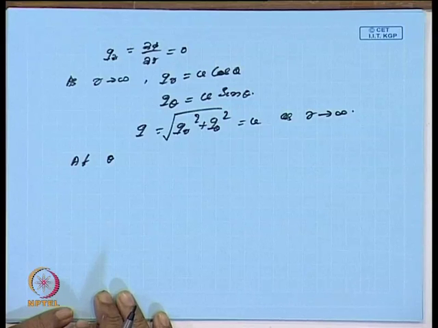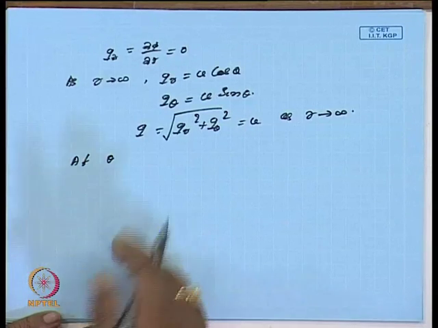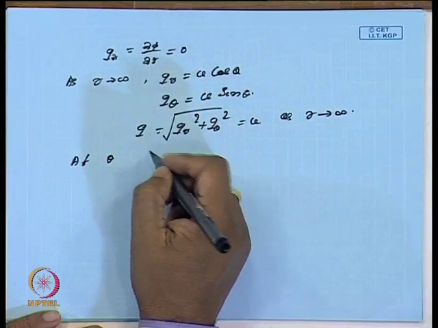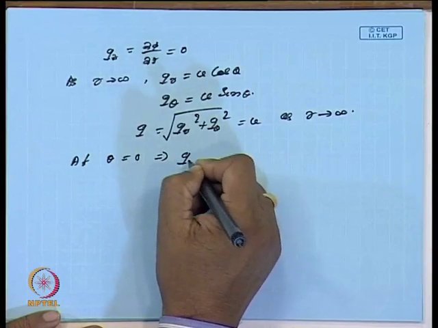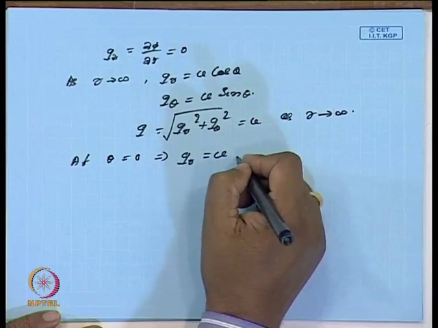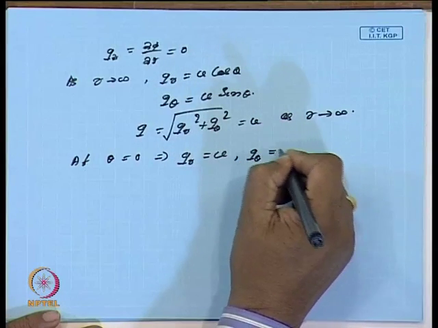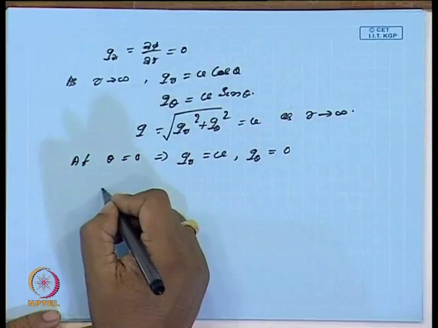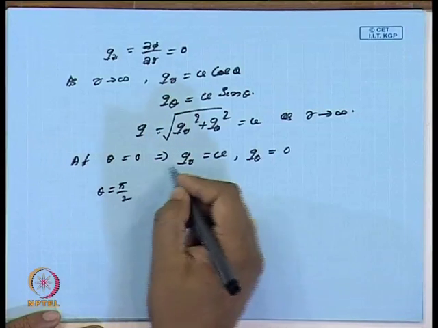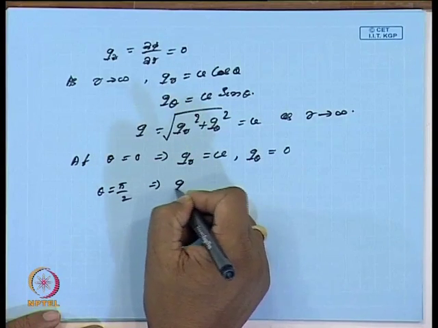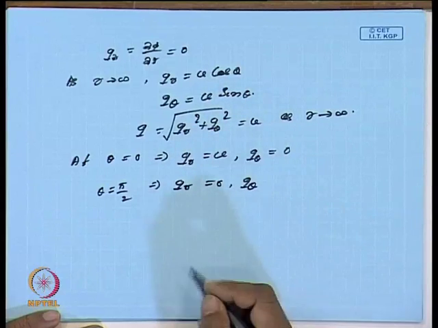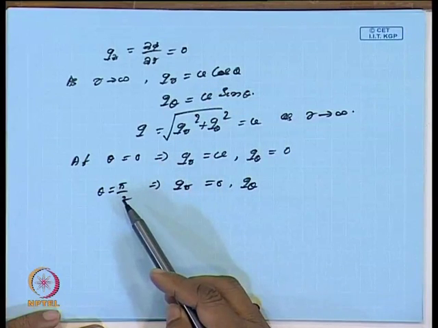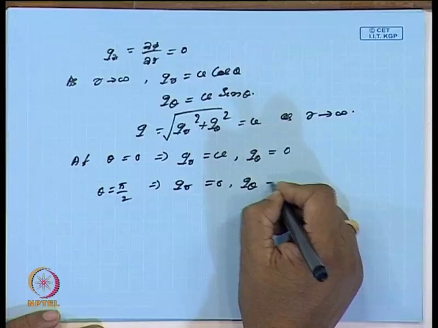All this I consider when you have a cylinder of radius a. Now, at theta equal to 0, you have q r is equal to u and q theta is equal to 0. On the other hand, when theta is equal to pi by 2, q r is 0 and q theta is u.